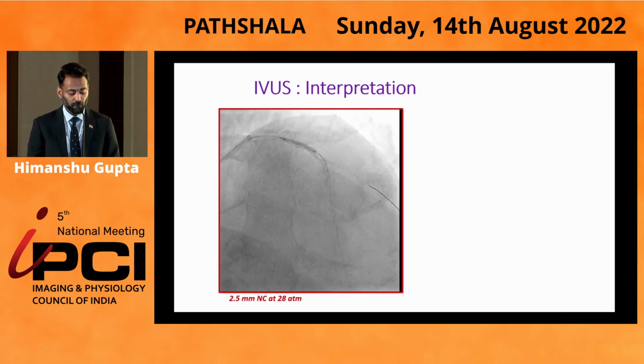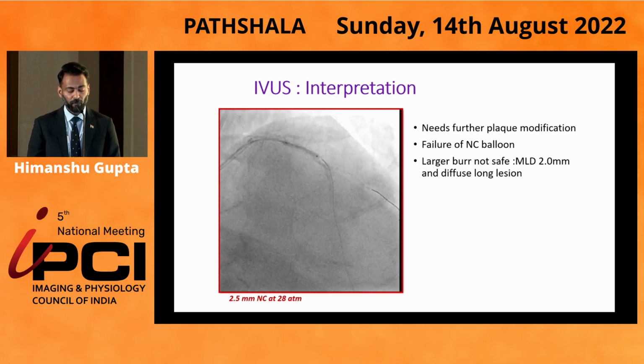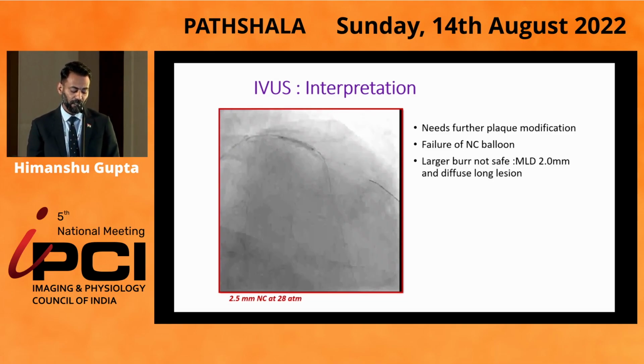The MLD was 2. So we start with a 2.5 millimeter balloon, go up to 28 atmospheres. It fails, so it needs further plaque modification. There is failure of the NC balloon. Should we use a larger burr? Probably yes for the distal left main part where there is a nodule, but if we do a 2 millimeter burr into the distal LAD, for this 82-year-old patient with occluded right, if he has a slow flow, he will crash on table. He just has an IABP.